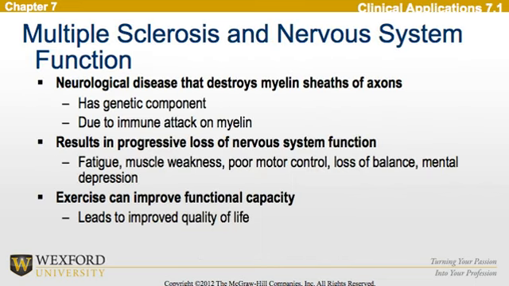Now looking at multiple sclerosis and nervous system function. Multiple sclerosis is a neurological disease that destroys the myelin sheaths of the axon. It has a genetic component, and it is due to an immune attack on myelin. It results in progressive loss of nervous system function, which includes fatigue, muscle weakness, poor motor control, loss of balance, and mental depression. It is found that exercise can improve functional capacity, which leads to an improved quality of life.